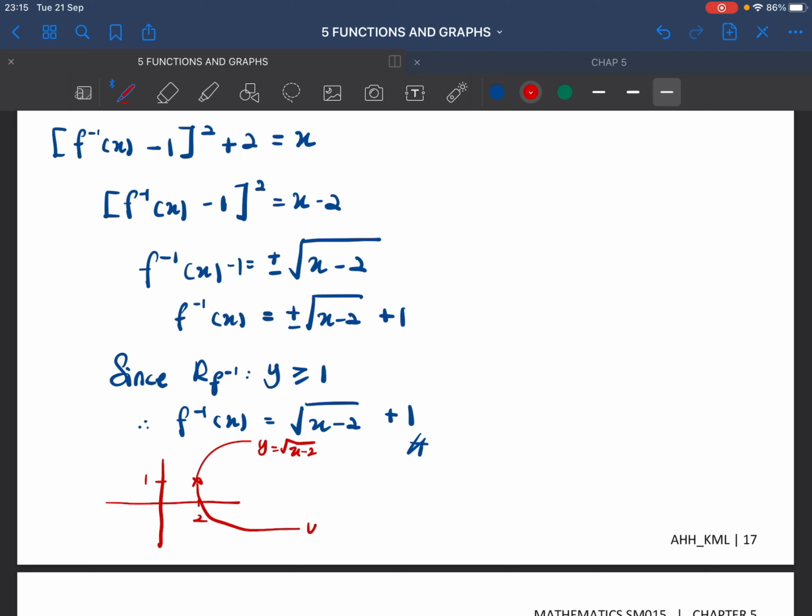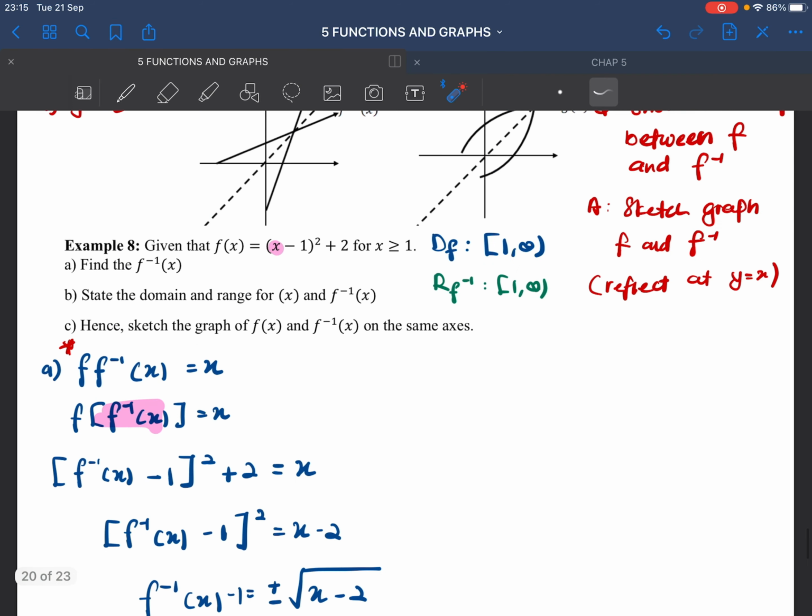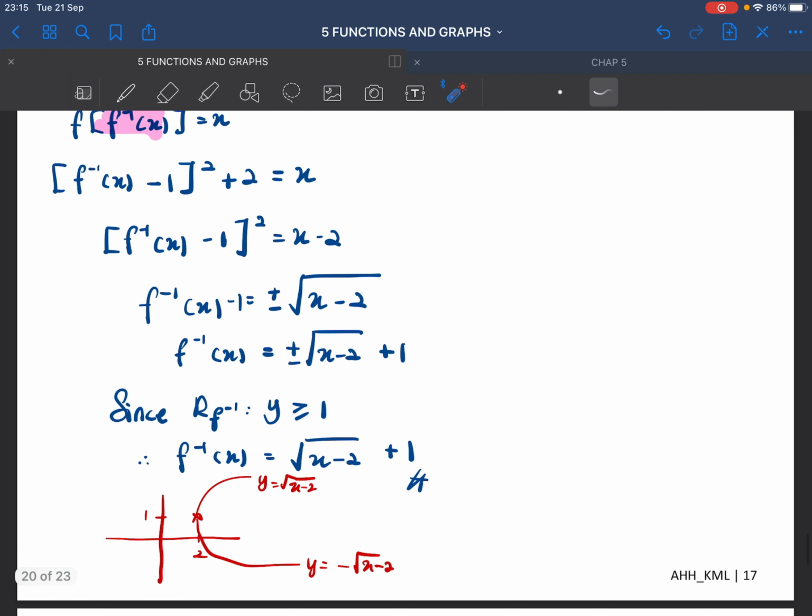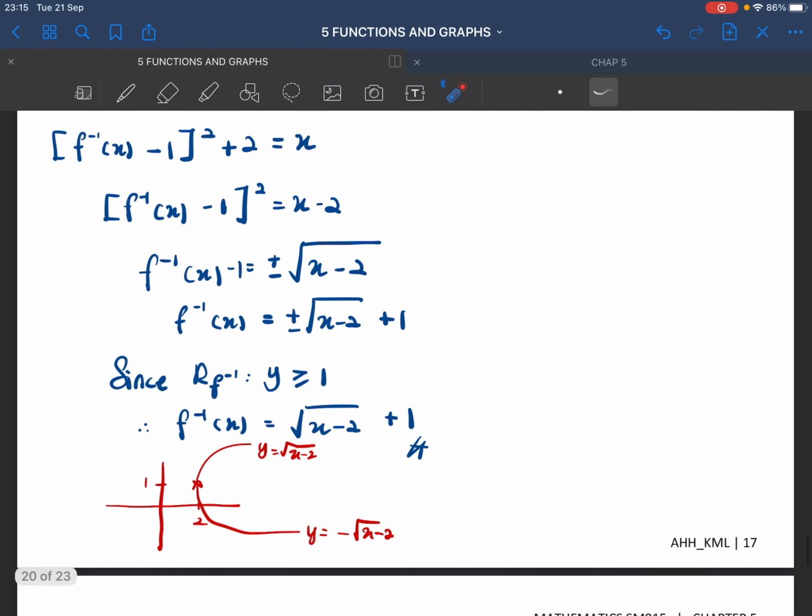Here is y equals to negative square root x minus 2. Okay, so tadi kita dah decide range of f inverse kita greater and equals to 1 sebab sama dengan domain of f kita. So bila dia cakap greater and equals to 1, maksudnya yang kita akan pilih ialah this one sahaja. Okay, boleh nampak kita akan pilih yang this one sahaja, which is positive square root x minus 2. So ini kita tak pilih lah. Okay, so that is how we choose positive square root x minus 2 only, because of the range of f inverse.